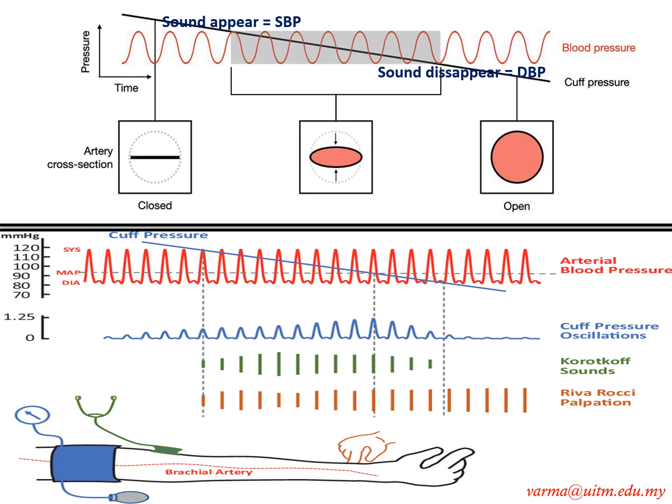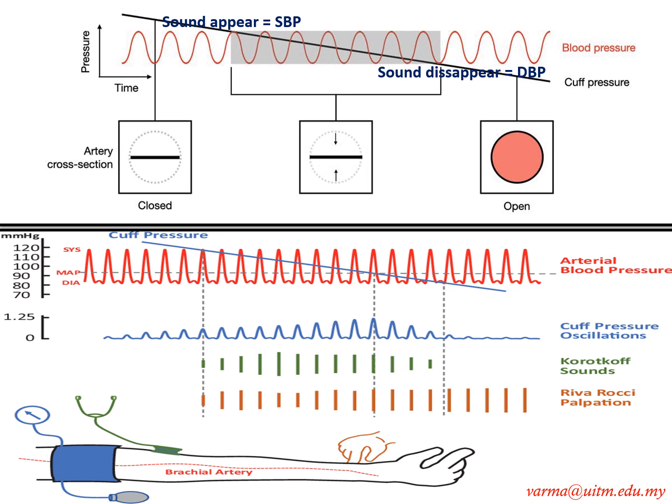And the deflation of the cuff slowly continues until at one point there will be a maximum sound or maximum oscillation, which corresponds to the mean arterial pressure, and further deflation of the cuff leads to disappearance of sound, which will correspond to diastolic blood pressure. Later on, the arterial wall is continuously open because of no more pressure exerted, and there is no more sound heard.